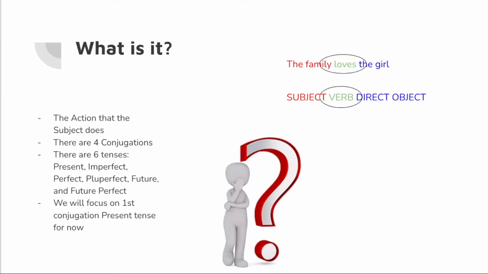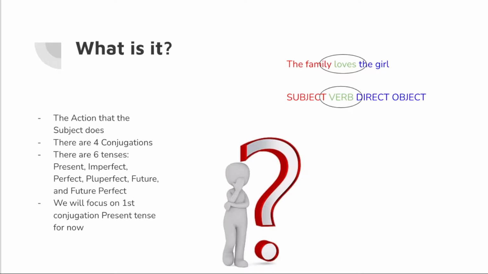So, what is a verb? It's the action that a subject does. Latin verbs are the same as how they are in English. So in the sentence, the family loves the girl, the family is the subject, loves is the verb, and the girl is the direct object. You can see loves is the verb because that's what the family is doing. The family is doing the action of loving, and that is what the verb is.